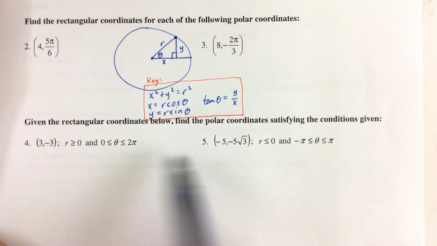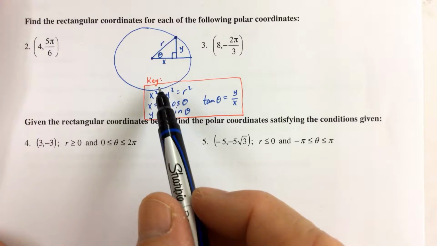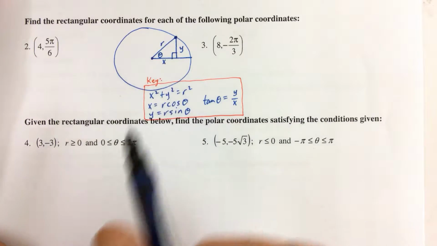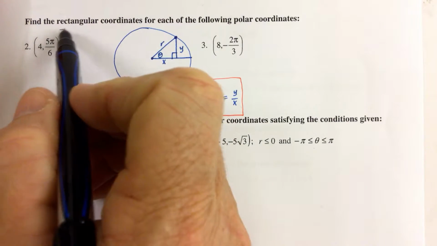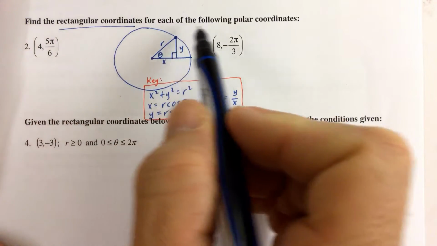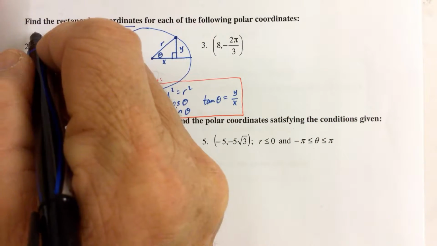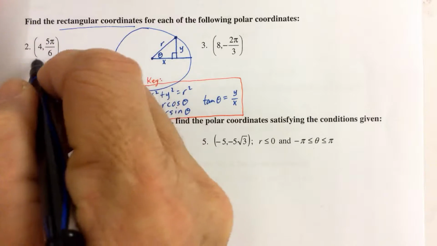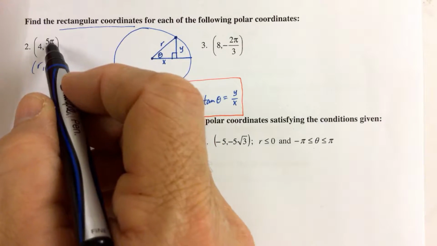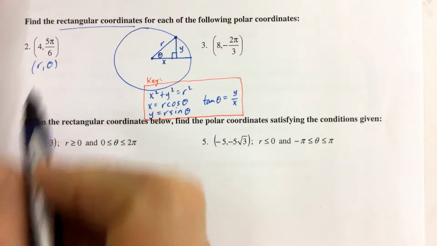For problem numbers 2 through 5, we want to use our key relationships here that we've talked about. And here we have rectangular, so find the rectangular coordinates. So that means that these are polar coordinates. So the 4 is the r, the 5 pi over 6 is the theta.